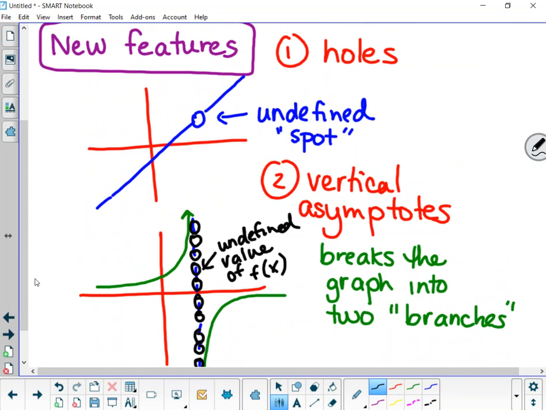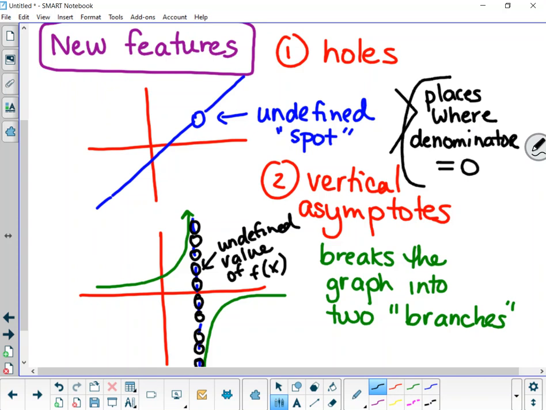Why didn't we talk about these a couple weeks ago? Because polynomials don't have these. But rational functions do. And the thing that makes the rational function have all this weirdness are places where the denominator equals 0.